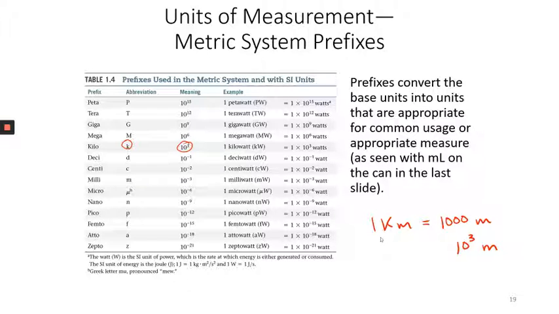You might want to keep this table handy. It's also in your book because we are going to be converting from units, and you do have to know what the prefixes mean. And when you do your sample exercises for your summer assignment, there are some conversions using some of these units. So refer back to this.